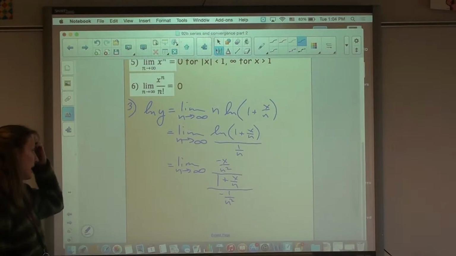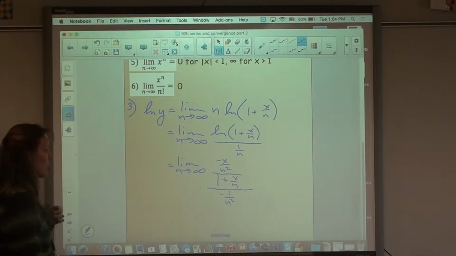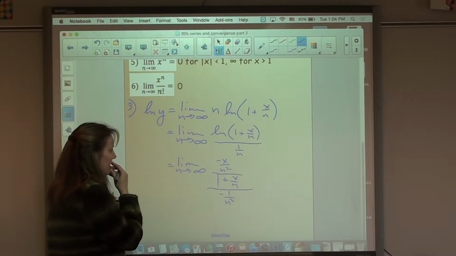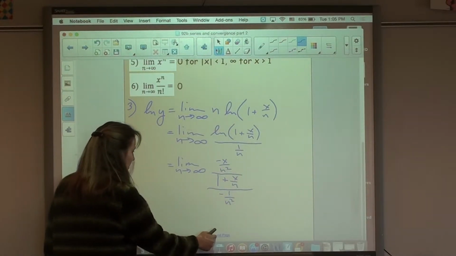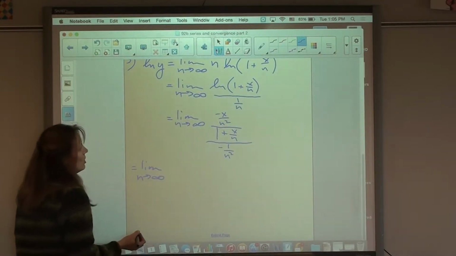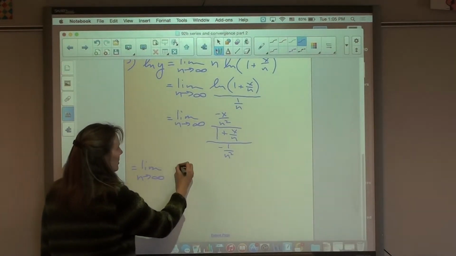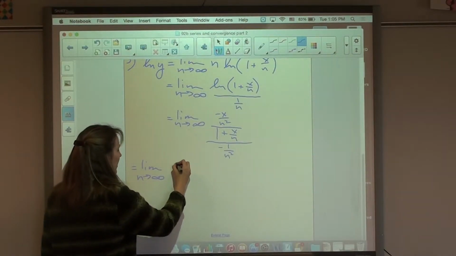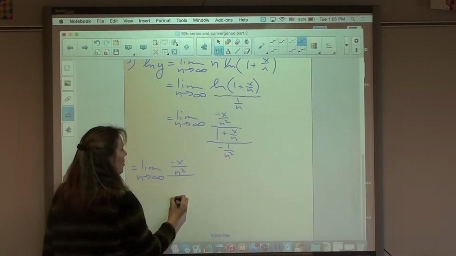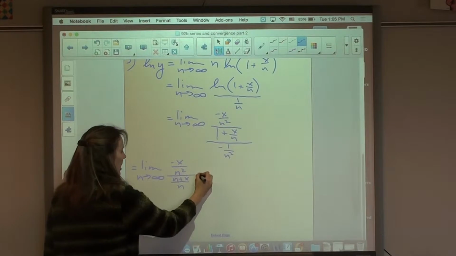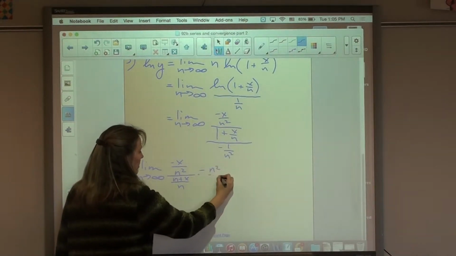All right, so we get this whole thing. Isn't that fun? Don't you love these triple, quadruple compound fractions, complex fractions? Okay, so let's see how to clean this up. I'm going to move over here. So we have negative x over n squared over n plus x over n, times negative n squared over 1.